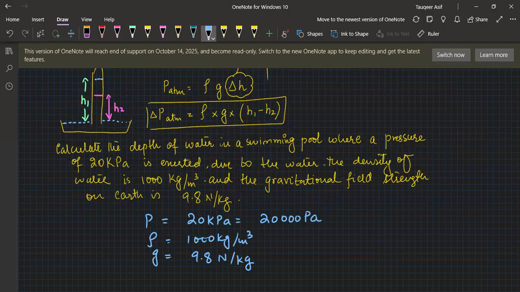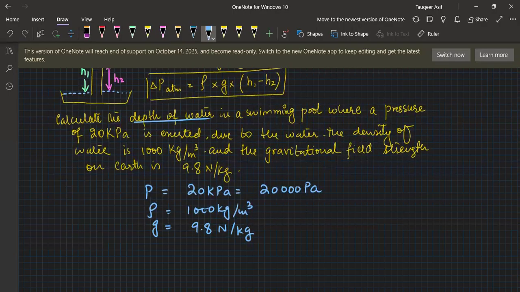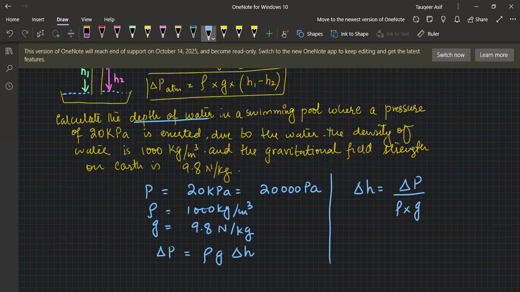Now, what do we have to do? What do we have to find out? Yes, we have to find out the depth of water, the height. So we have to rearrange the formula and make delta h the subject. Pressure is rho g times delta h, so delta h is going to be pressure divided by rho times the strength of gravity.